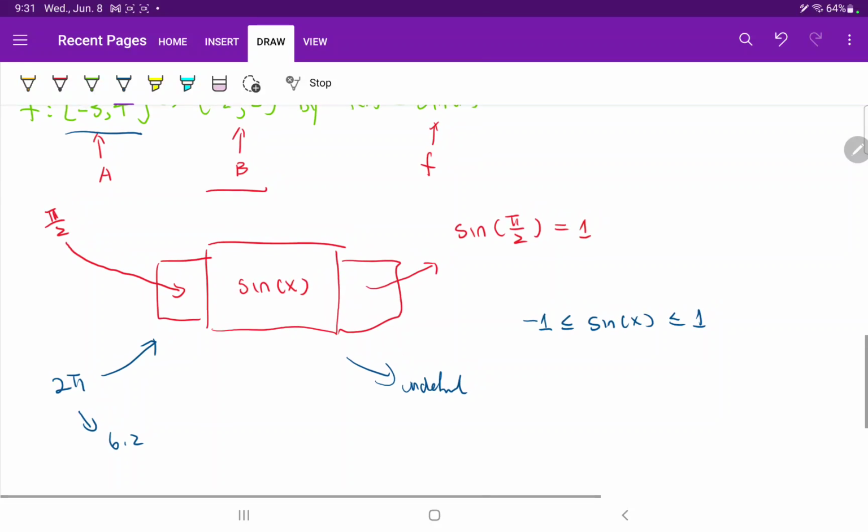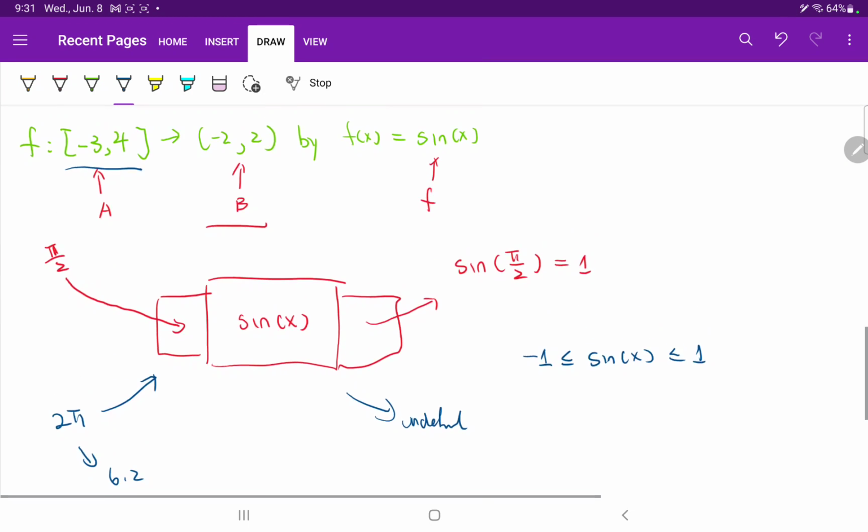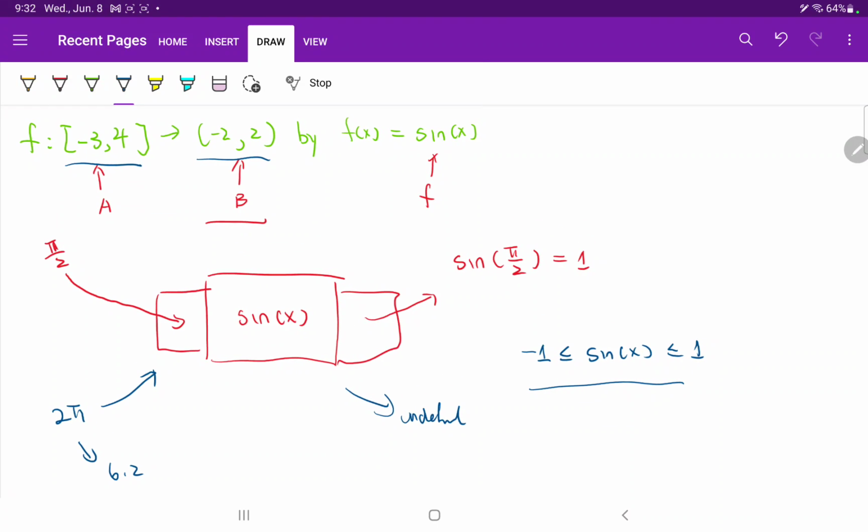So the range of this function is -1 to 1, but our codomain is -2 to 2, which kind of doesn't serve any meaning, because the value of sine x can never exceed 1 or get below -1, but we have a codomain ranging from -2 to 2. So as you can see now, the range is a subset of our codomain here. -1 to 1 is a subset of -2 to 2, right? So you can kind of get to see.